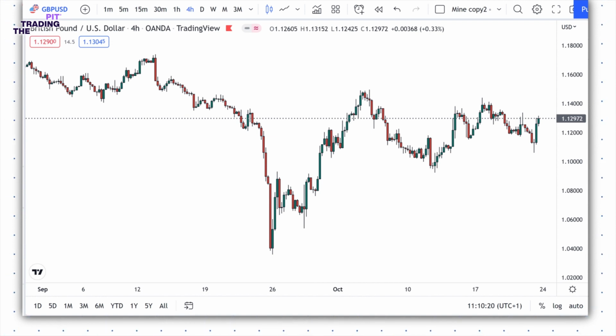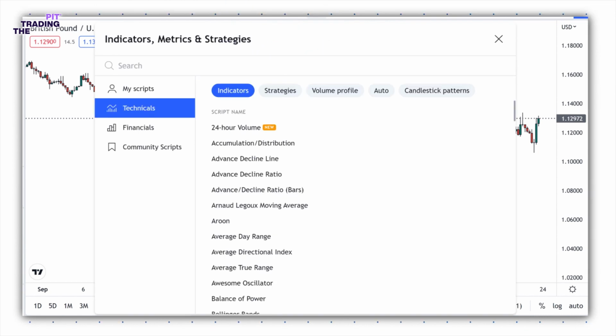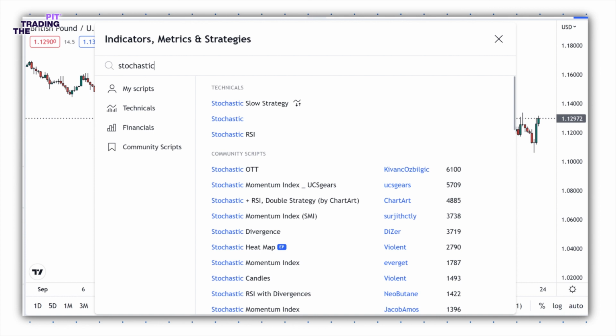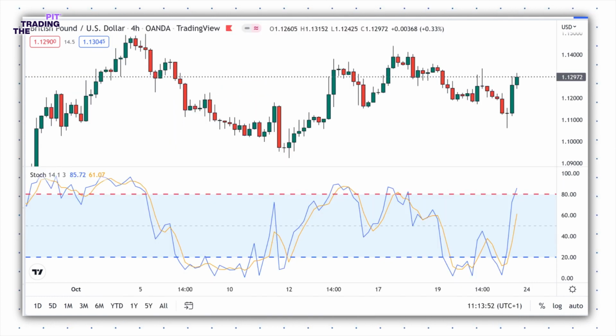To add the stochastic to your chart, click on Indicators at the top of the screen. Search for Stochastic. Then click on Stochastic. The stochastic indicator is added over here.